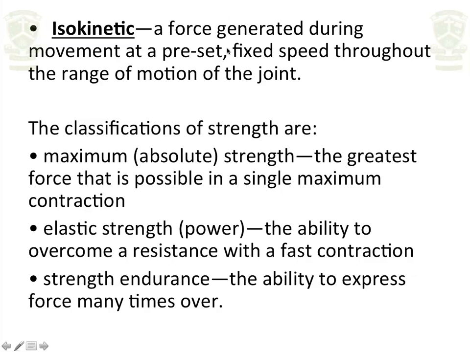And isokinetic is where there is movement but there's a fixed resistance throughout the entire movement, and we actually look at that when we talk about hydraulic training. So we'll get more into that a bit later on. Looking at classifications here, you've got max strength, elastic strength, and strength endurance. So basically, the first one, max strength, is how strong are you? How much weight can you possibly lift? This elastic strength, so your power, is a combination of strength and speed. So it's not only how strong are you, but how quickly can your muscles contract. And strength endurance is, obviously, as endurance suggests, how many times can you lift something over and over and over.